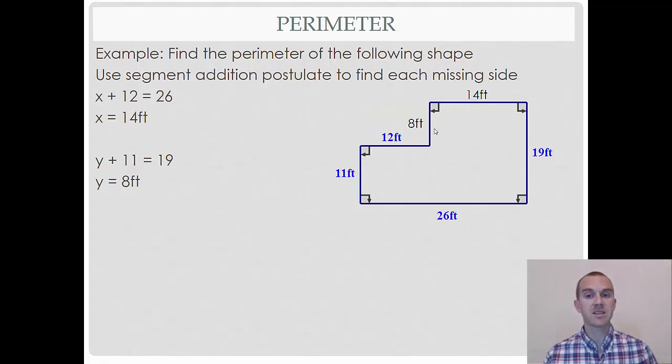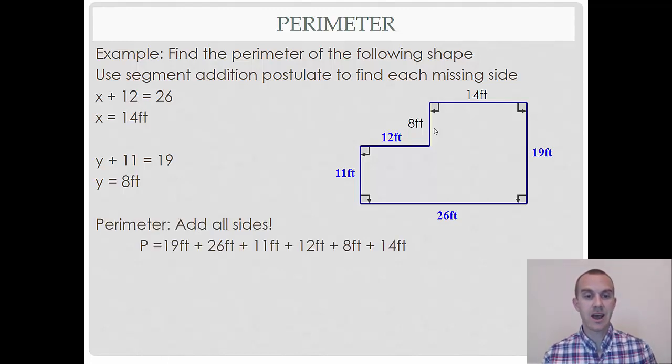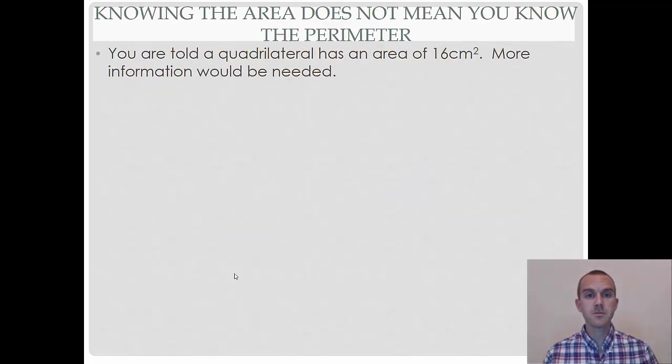Now that I have all of my sides, I can find my perimeter by adding up the lengths. So I have the 19 feet plus the 26 feet plus the 11 feet plus the 12 feet plus the 8 feet plus the 14 feet, and that would give me a total of 90 feet in perimeter around this shape. And you can think about this like if I was trying to find the perimeter around a classroom or an apartment and wanted to know maybe how much siding or edging I need to put around that. This is the kind of problem that could help us with finding perimeter.